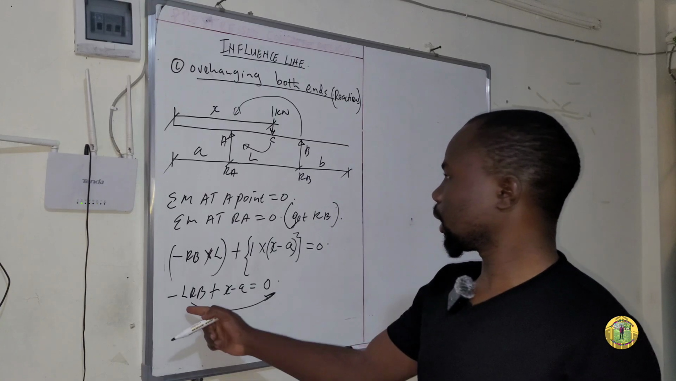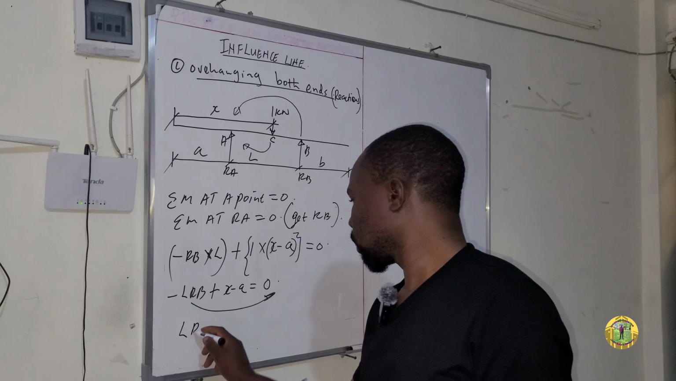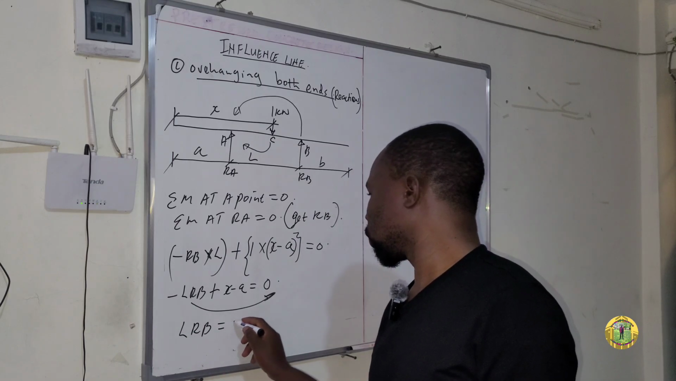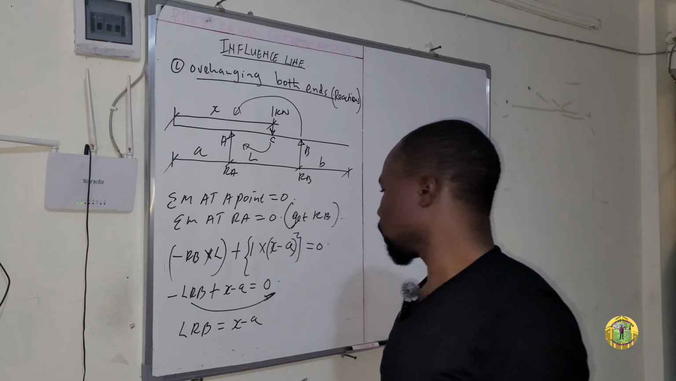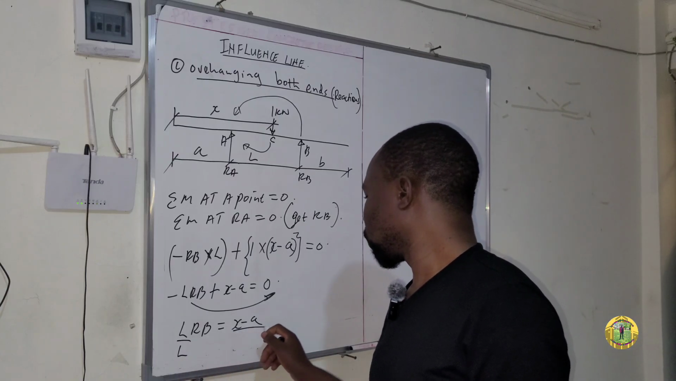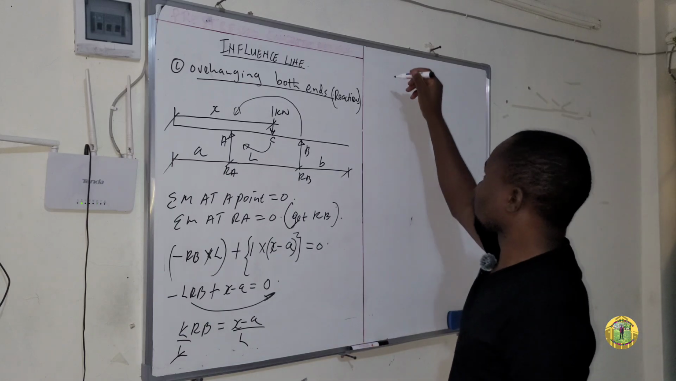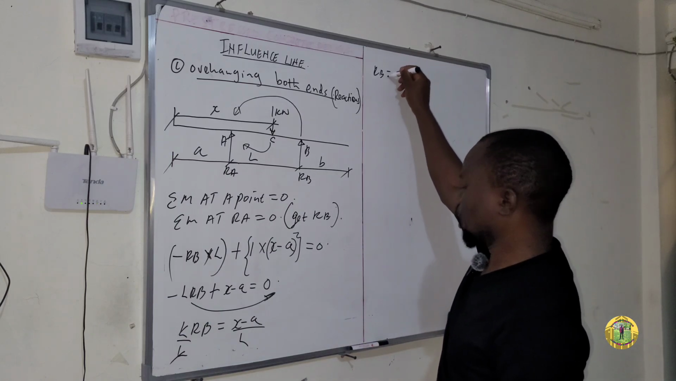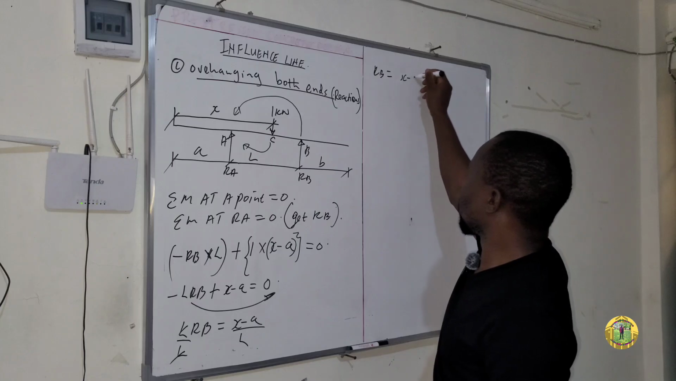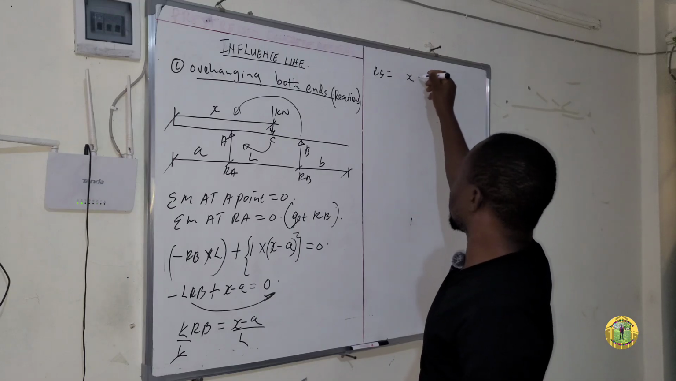After that, this will cross to the other side, so it will change from negative to positive. So we'll have L RB is equal to x minus A. To get RB, divide both sides by L. So RB is equal to x minus A all over L.